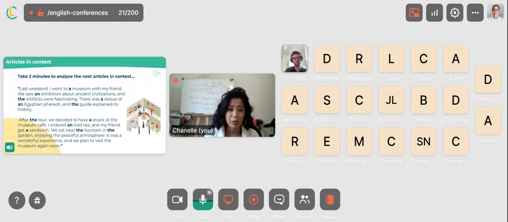But because I have already spoken about it, I can now say the artifacts. There was a statue, because it's the first time I'm talking about it, but the guide explained its history, because for the exhibition there was a guide. After the tour, because I've already spoken about the exhibition, we decided to have a snack. First time I'm talking about it.